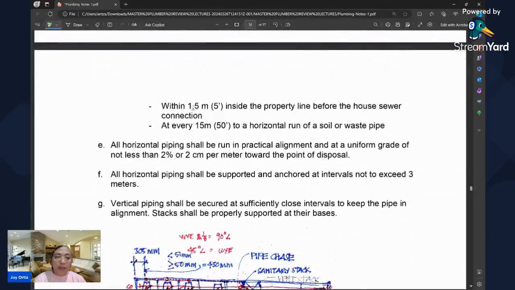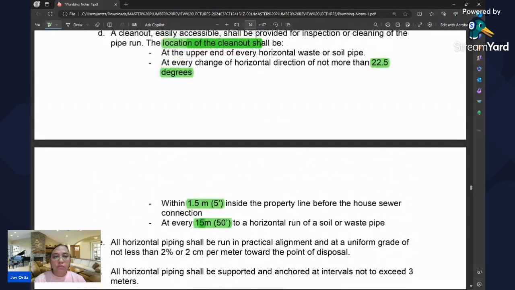Within 1.5 meters or 5 feet inside the property line before the house sewer connection, and at every 15 meters or 50 feet of a horizontal run of the soil or waste pipe.